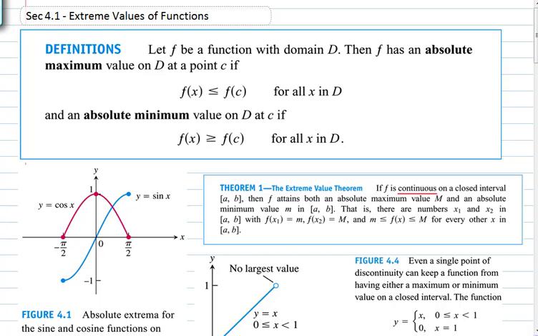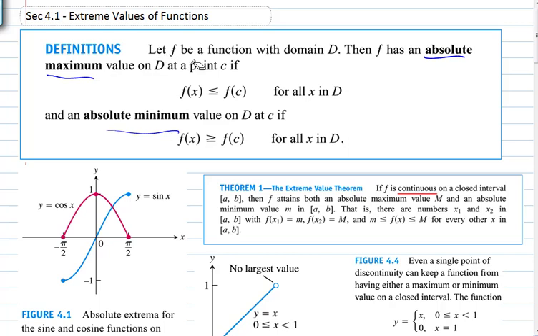They're short. All right, section 4.1 is the extreme values of functions. By extreme, I mean maximum and minimum values. So there's two things we're going to look at first: the absolute maximum and the absolute minimum. It's really a rather simple concept.